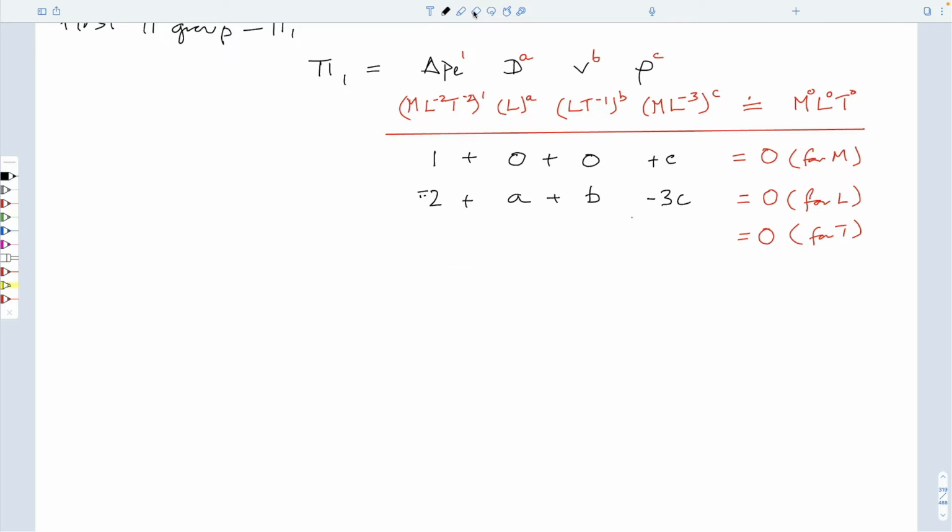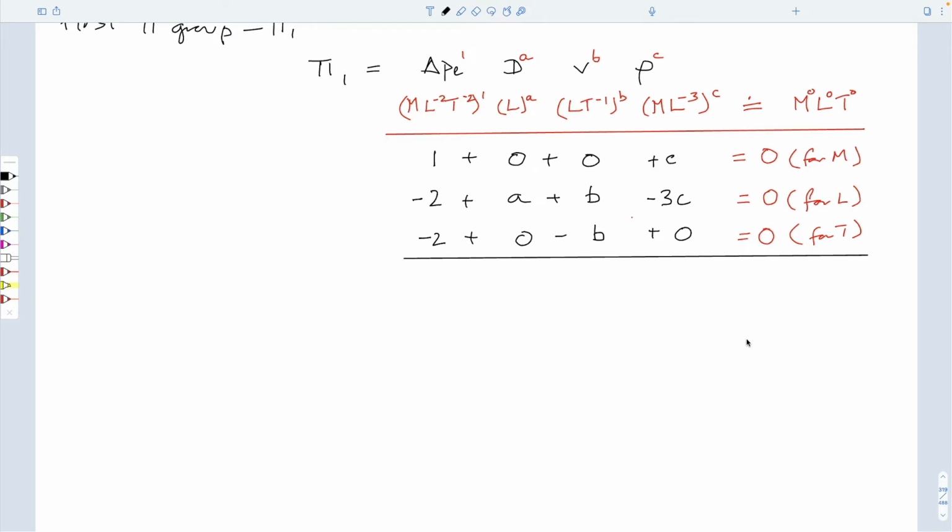And then we're going through the third one for time. So time exists here as, again, minus 2. Doesn't exist here. Exists here as minus b. And it doesn't exist here. And those are our 3 equations that we have.